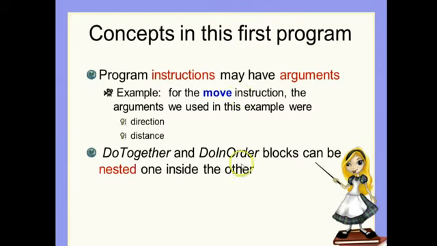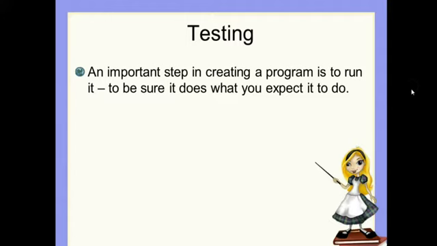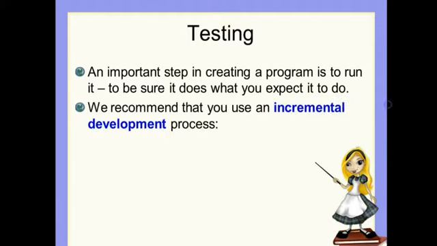And we talked about do together and do in order, how they could be nested one inside the other. I'll show you that again when we go back to the program. So important is to test it out. I would highly recommend you save frequently, and then you just test it. And the great part of Alice is that you can test it at any point. You don't have to wait for the code to be done. That is different than most programming, so enjoy it while you can.